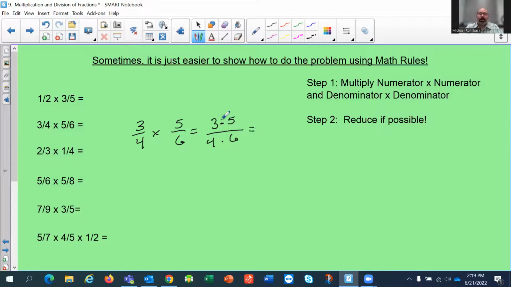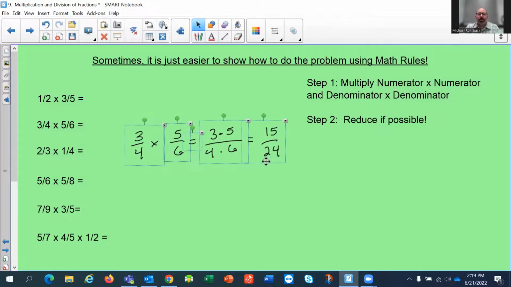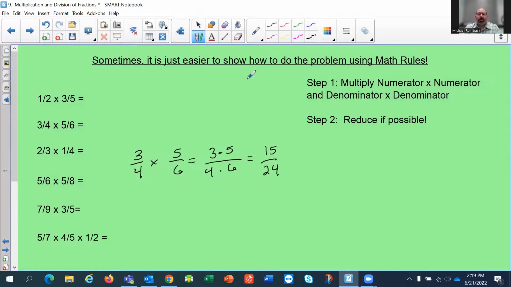So first I'm going to multiply without reducing, and I would get 15 over 24. Now if I have 15 over 24, then I need to reduce. I look at my 15, I look at my 24, and I say, I think we can probably divide both those numbers by 3. So 15 divided by 3 is 5. 24 divided by 3 is 8. And the answer is going to be 5/8. And that's our final answer.